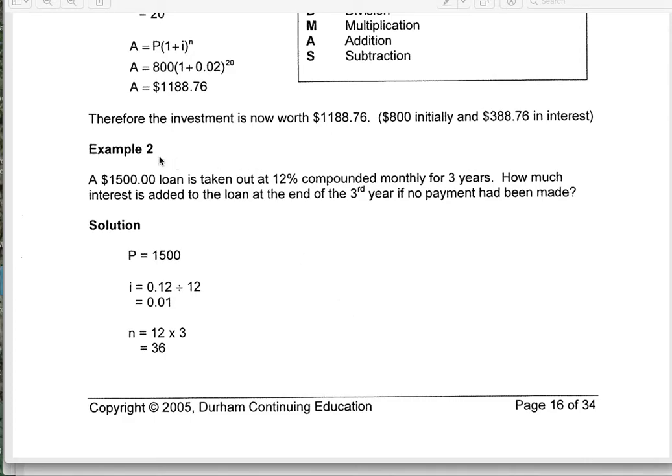So example 2, it's much of the same thing. A $1,500 loan is taken out at 12% compounded monthly for 3 years. How much interest is added to the loan at the end of the 3rd year if no payment has been made? So you're basically doing the same thing. You find your principal, you take your 12%, change it to a decimal, that's this number here, and then it's compounded monthly, so you divide it by 12 to get this number, and then you take your n value, remember it's your compound periods times your years to get 36 there.